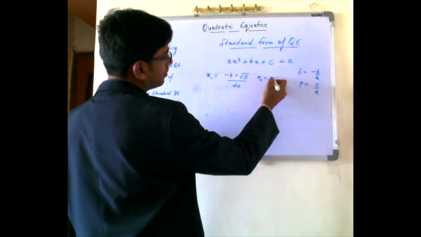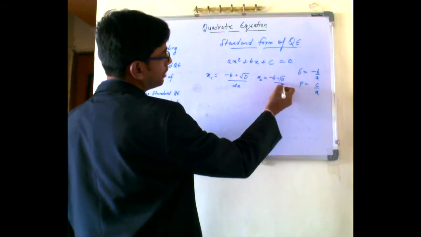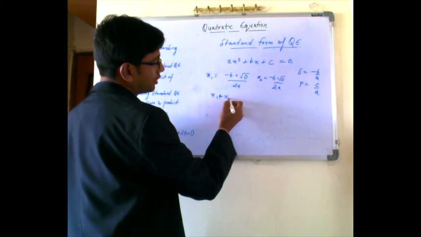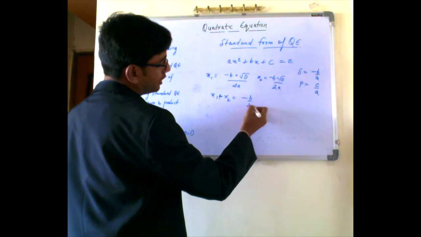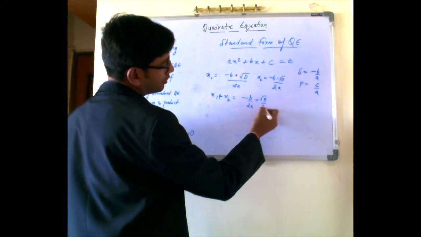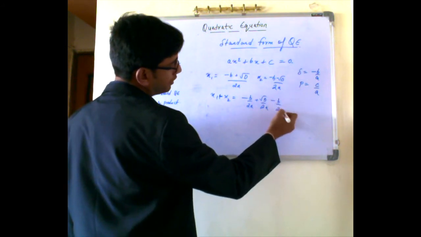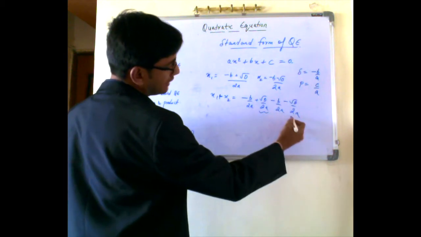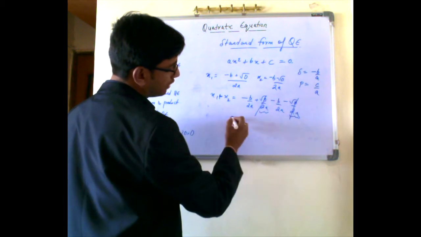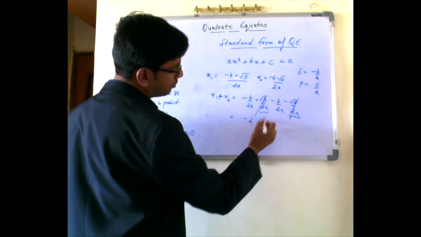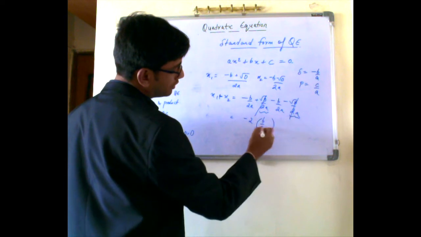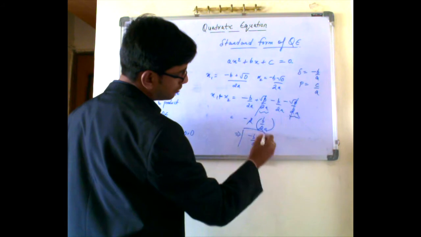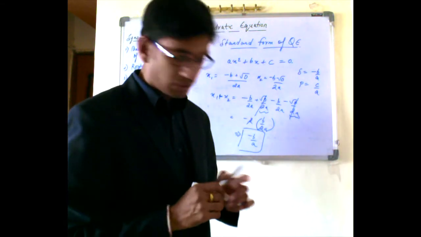x2 was (minus b minus root d) whole by 2a. Okay, so if I do the sum of roots x1 plus x2, very quickly I get minus b upon 2a plus root d upon 2a, minus b upon 2a minus root of d upon 2a. Okay, so fairly this and this cancels out. So I have minus 2 times b upon 2a. This 2 cancels with this one. I get minus b upon a. So this becomes my sum of roots of the quadratic equation.